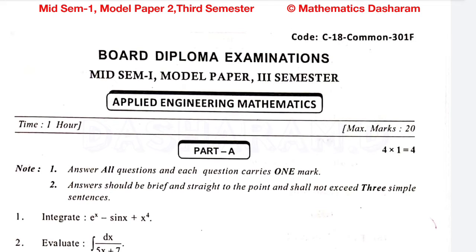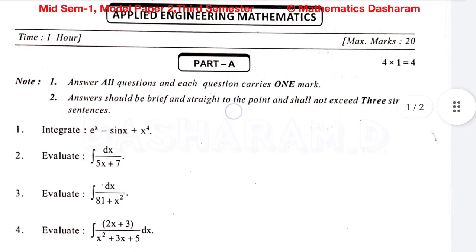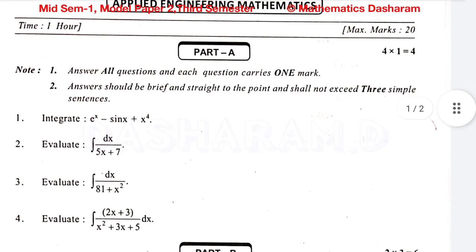Hello students, in this video I am going to explain the answers for model paper Mid-Sem 1 third semester Applied Engineering Mathematics. So we have a total 3 parts in this model paper. Part A, answer all questions and each question carries 1 mark. Answer should be brief and straight to the point and shall not exceed 3 simple sentences.